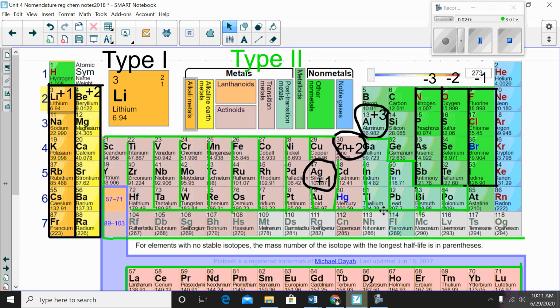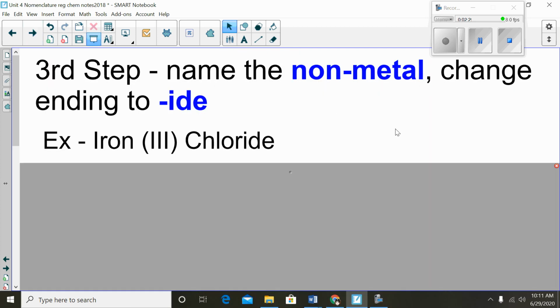So these are considered type 2 because they have several charges or several cations. So if you notice, I didn't write any charges inside of any of these elements because they all have several charges that you have to determine. But my anions over here are still -3, -2, and -1. So that has not changed. Okay, and then the third step also does not change. You will name the nonmetal and then change that ending to IDE.